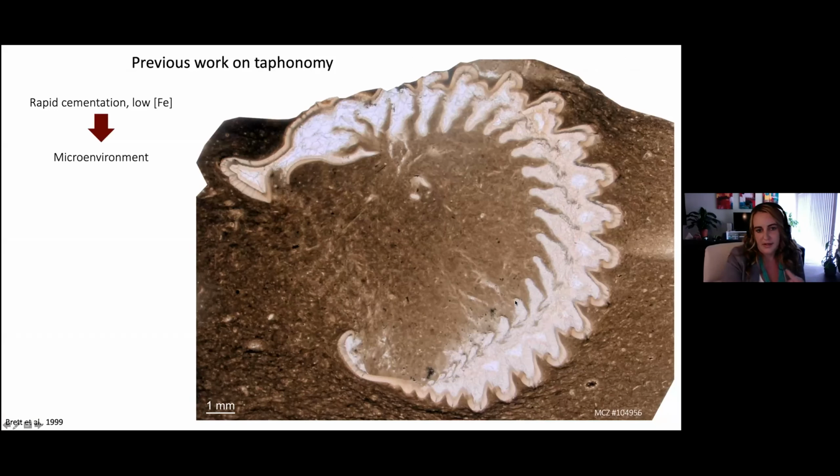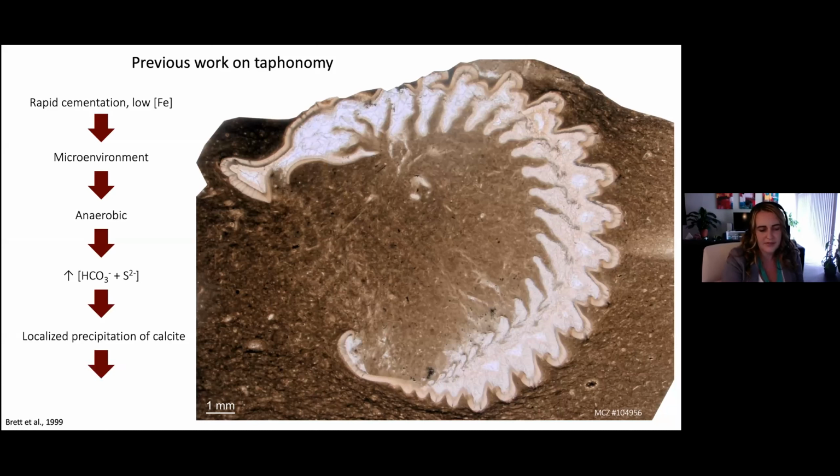They also then speculated that the partially enrolled trilobite created a microenvironment which was isolated from the rest of the matrix, and that during decay that would become anaerobic, which leads to an increase in the bicarbonate and sulfide. The bicarbonate can combine with calcium and lead to the localized precipitation of calcite. They also believed that the pyrite, which is sometimes seen on the slides, was replacing calcite and not diagenetically early.